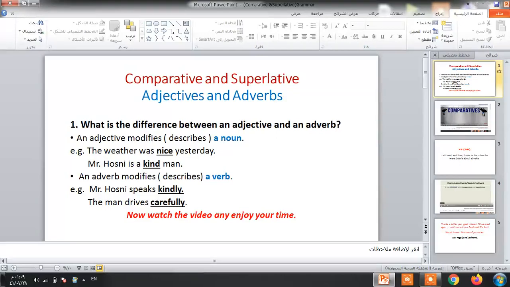An adjective modifies or describes or tells us about a noun. It describes a noun. We have here two examples. The weather was nice yesterday. Nice is an adjective. It describes what? Very good. Describes the weather, and the weather is a noun.